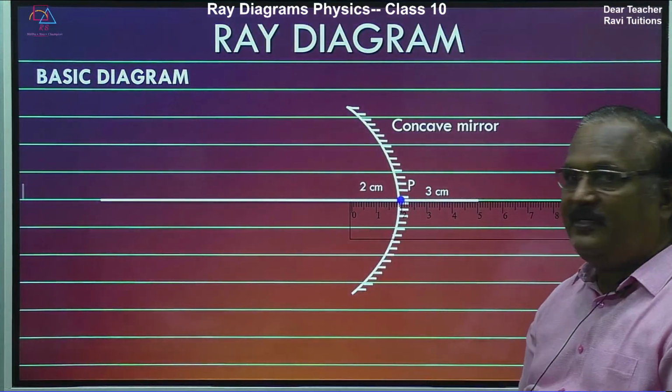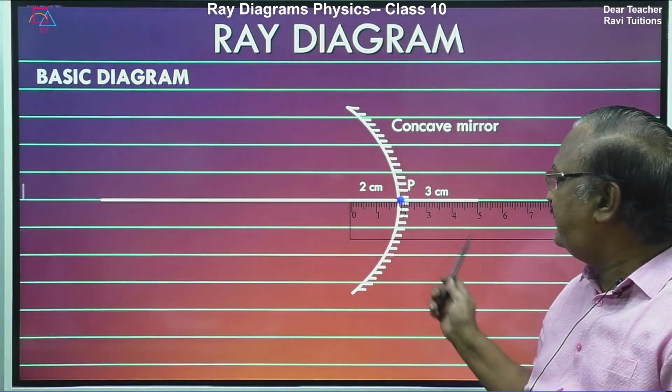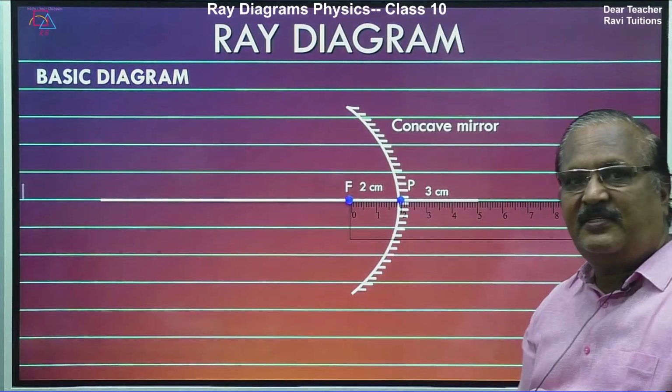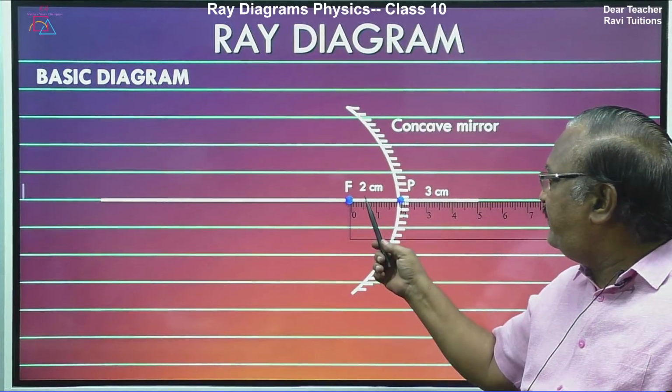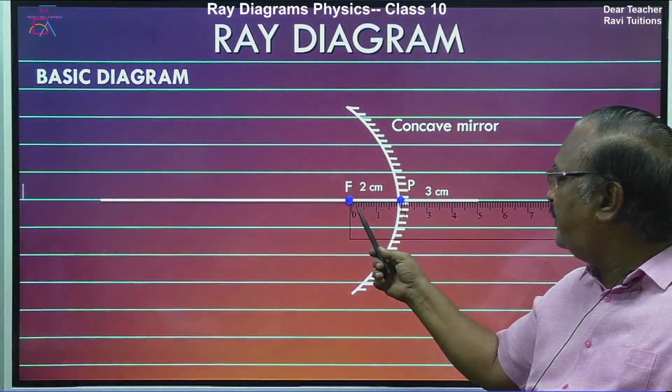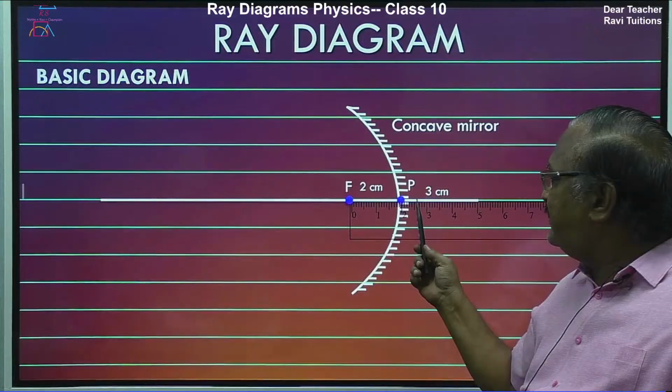Take 2 centimeters for the focus. This is a dot, the focus. How will you get the focus? It is the distance between the focus and the center.